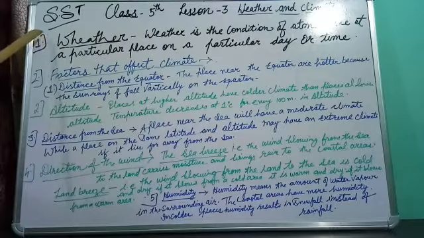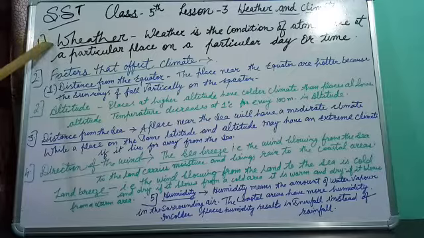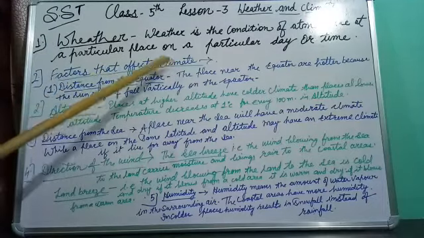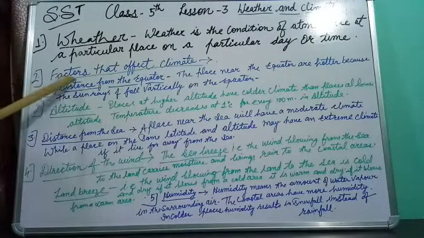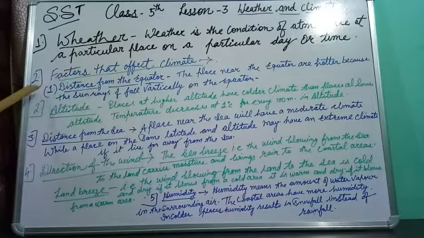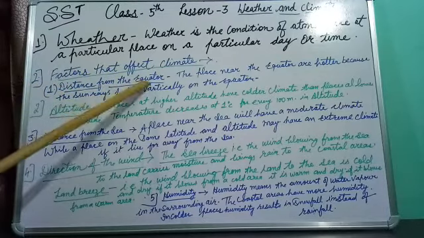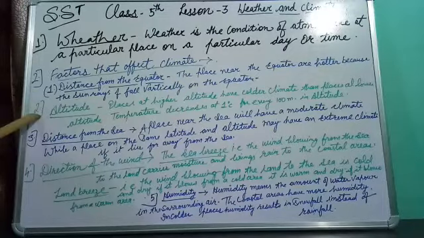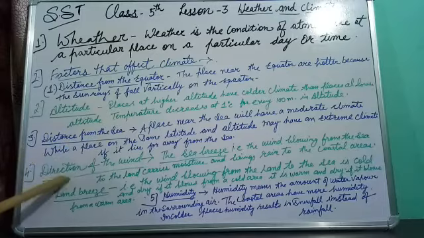Weather data collected over several decades is used to make a climate graph. Factors influencing the climate: the factors that influence the climate are: number 1, distance from the equator; number 2, altitude or elevation; number 3, distance from the sea; number 4, direction of the wind; number 5, humidity.